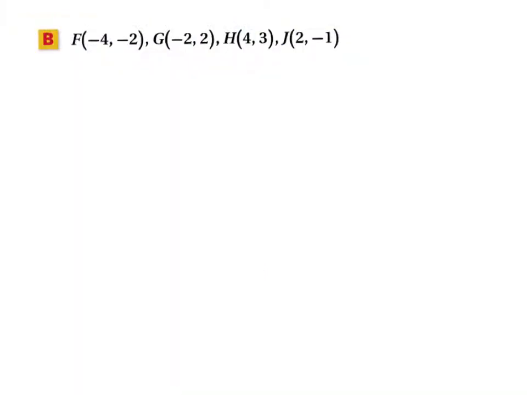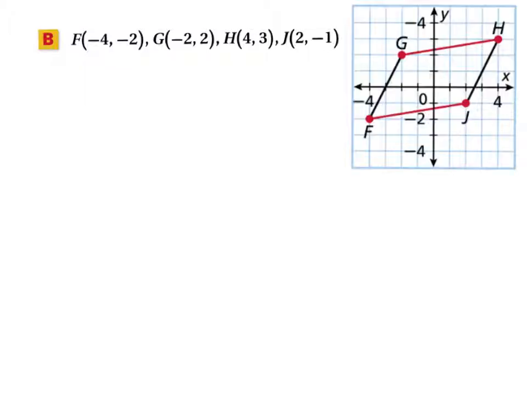All right, in example B, here are your 4 points, and it doesn't tell you how you're going to prove it. So here's your graph, and we could do the exact same thing as in part A. But I'm not going to do that. I want to prove that one pair of opposite sides have the same slope, and if we use the distance formula, would have the same length. Let's start with the slopes of segments GH and FJ.